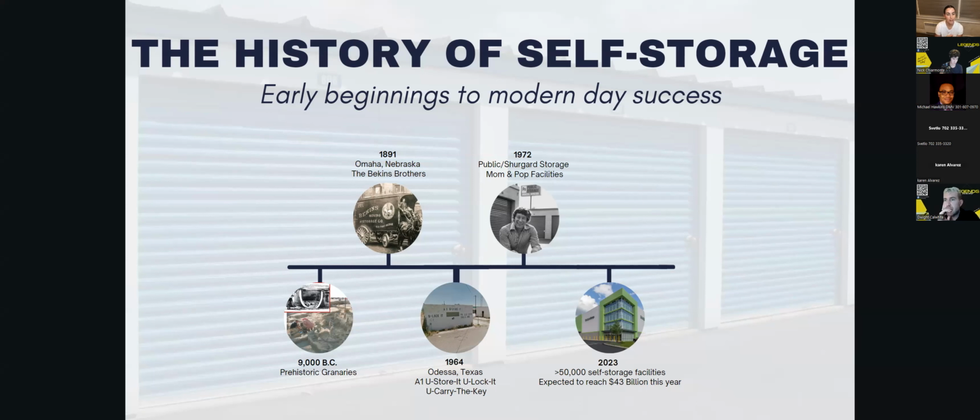And then moving on to present day, 2023. Now we have over 50,000 self-storage facilities in the US, and the industry is expected to reach about $43 billion this year alone. So pretty cool history, and just interesting how we have evolved.